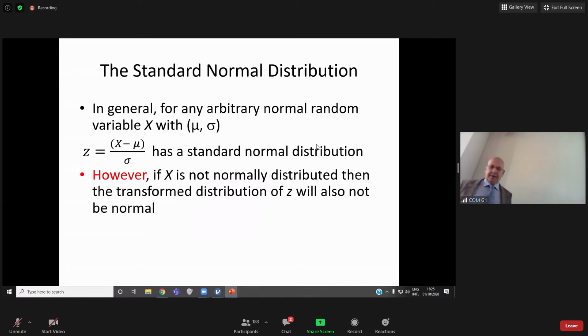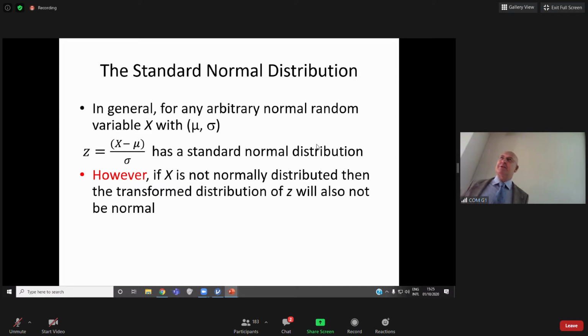However, this does assume that the distribution is normal. And this student at the front here asked, well, what about a skewed distribution? That is a problem. You can't actually do the calculations with a skewed distribution. It's going to be approximate depending on how skewed the distribution is.